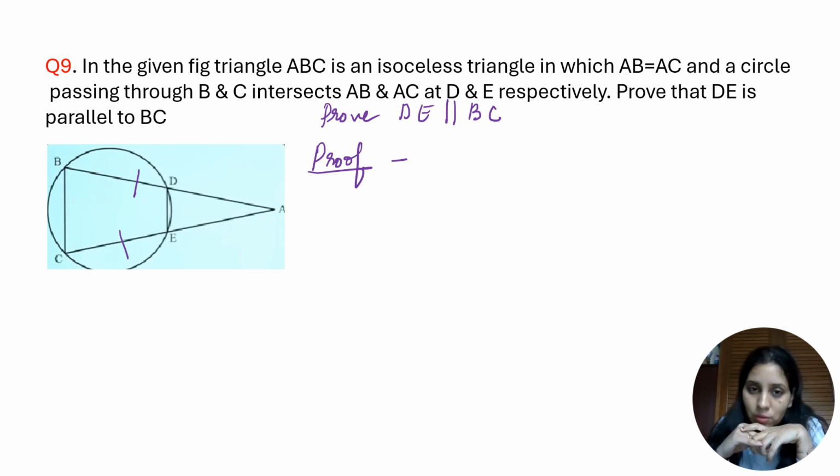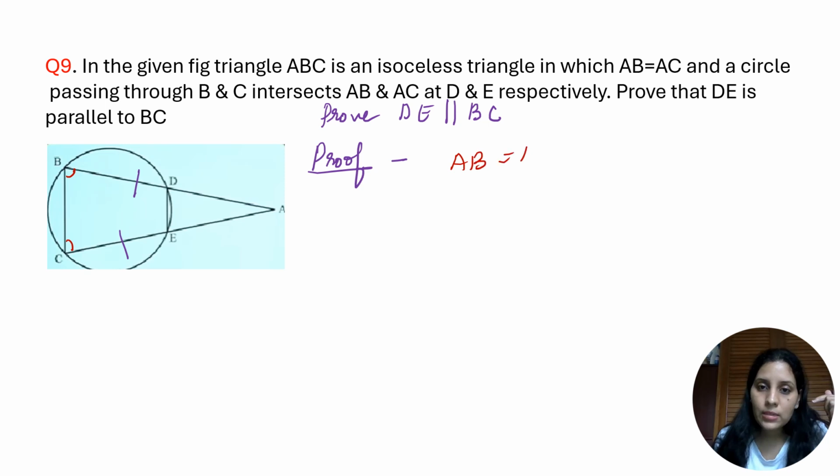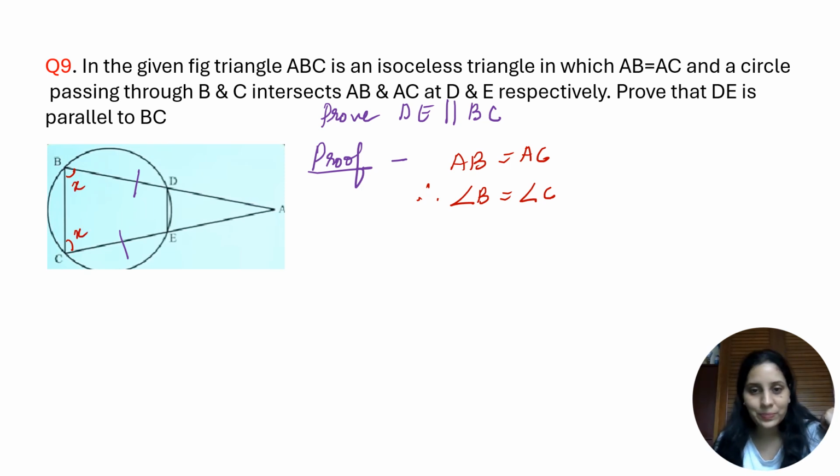I'm very sure. So since AB equal to AC, I can write angle B and angle C are equal, because if the sides are equal, their opposite angles will be equal. AB is equal to AC, therefore B and C will be equal. So let me take both of them as X using isosceles property.